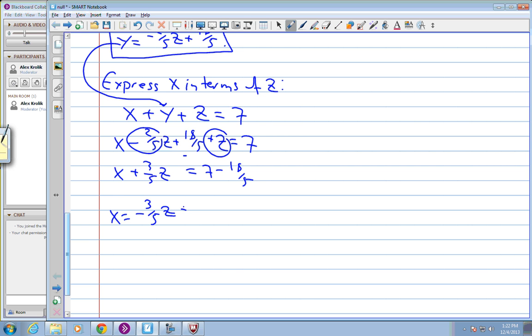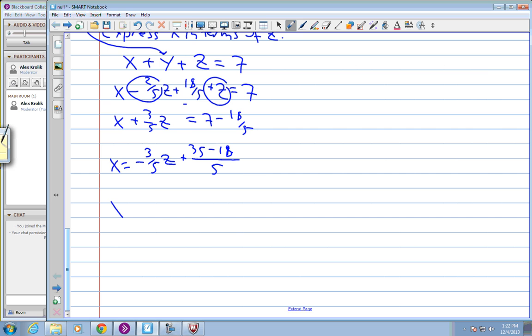I'm going to need a common denominator over there. So 35 minus 18, right? So x equals negative 3/5 z plus 17/5. So that's the relationship between the three variables.